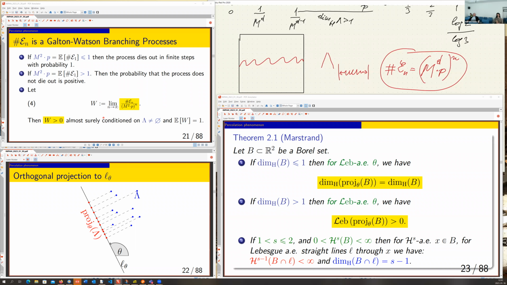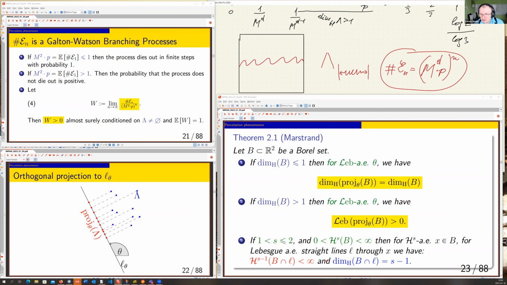No, go on. Okay, so this is orthogonal projection. You know what orthogonal projection is. I don't need to dwell on that. And here is the very, very famous Marstrand projection theorem, which says that if you project from the plane, then the dimension is preserved for the projection in almost all directions if the set has dimension not bigger than 1, and if the set has dimension bigger than 1, then the projection has positive Lebesgue measure. This is the projection theorem.